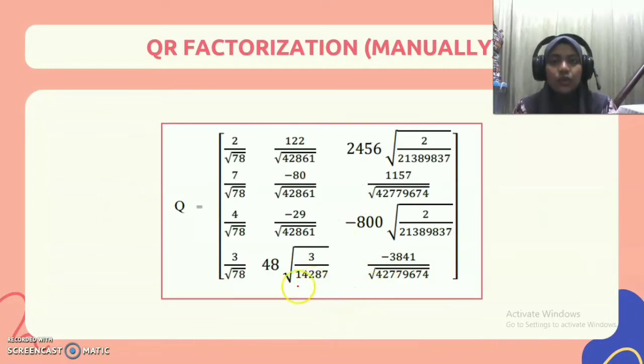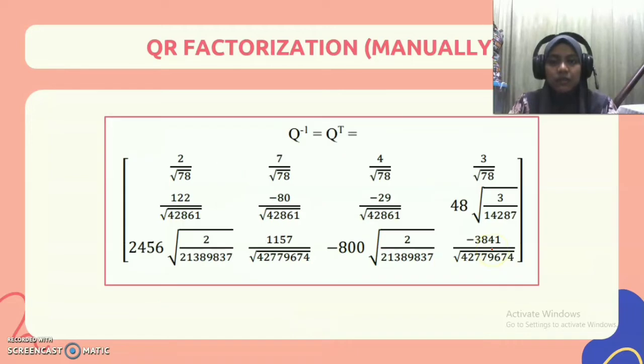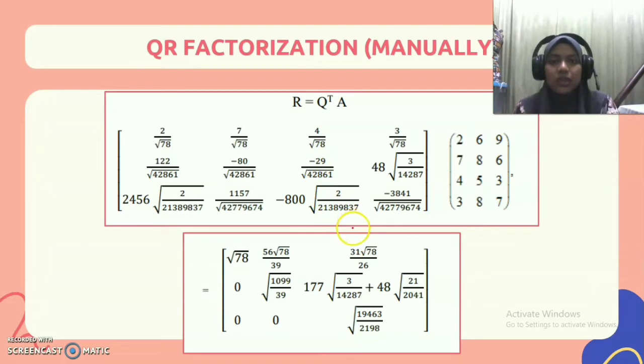So this is our Q from the Gram-Schmidt process. As we can see, this is a 4 by 3 matrix. If we transpose it, it will be a 3 by 4 matrix. The rows and columns will change. So this is our Q transpose. Q inverse is equal to Q transpose. Once we have Q transpose, we can now find R. So Q transpose times A gives us R. This is Q transpose, this one is the matrix A, and this is the answer for the matrix R.